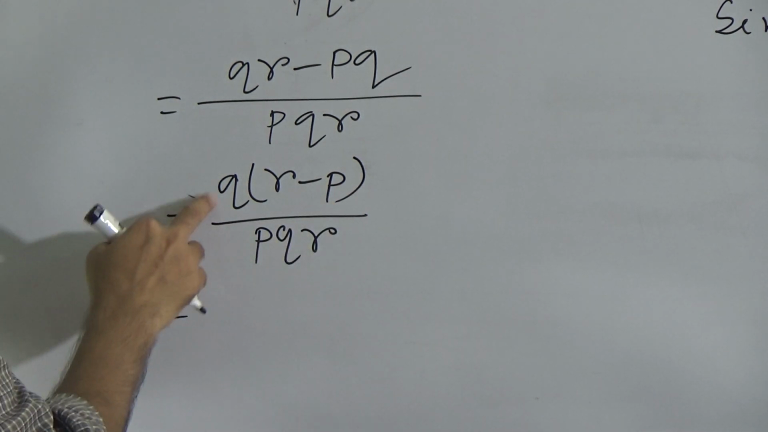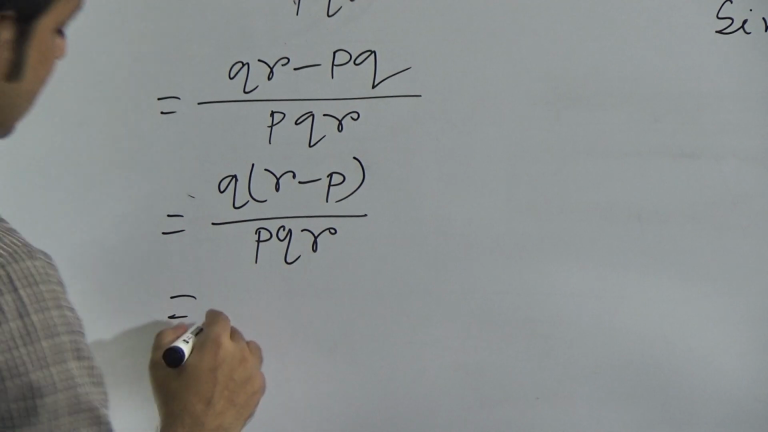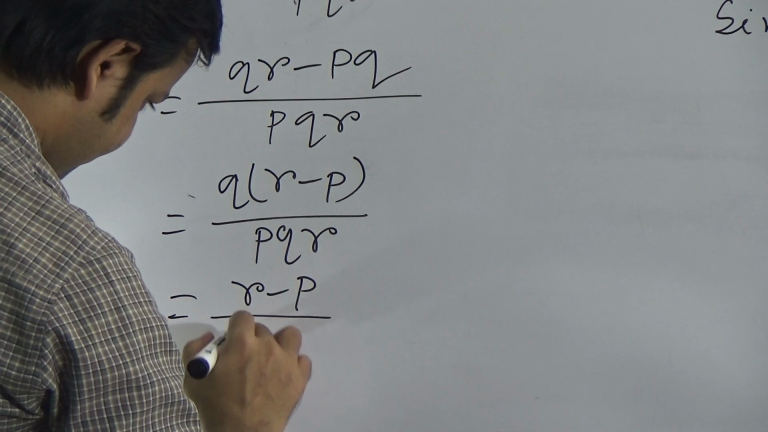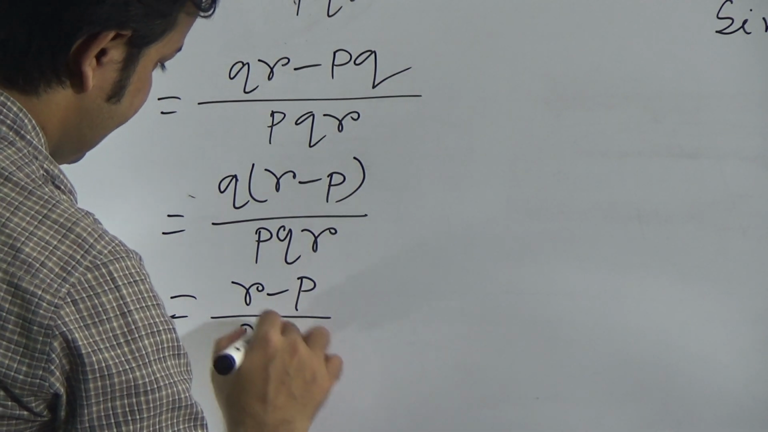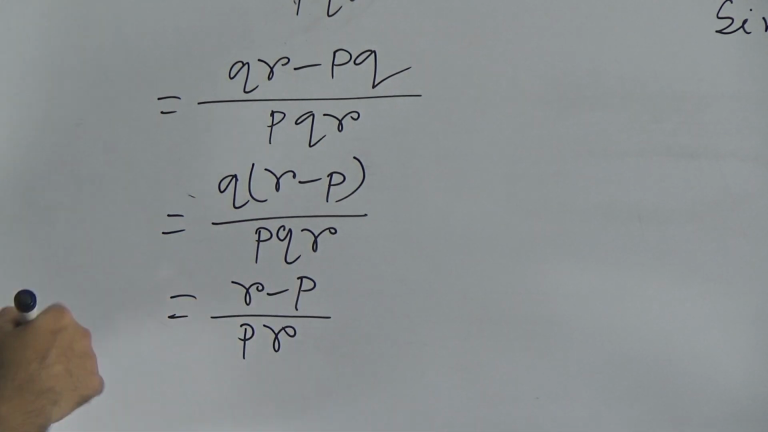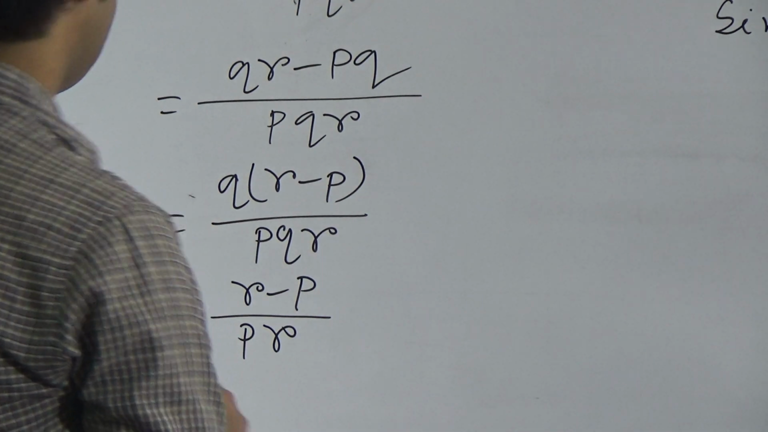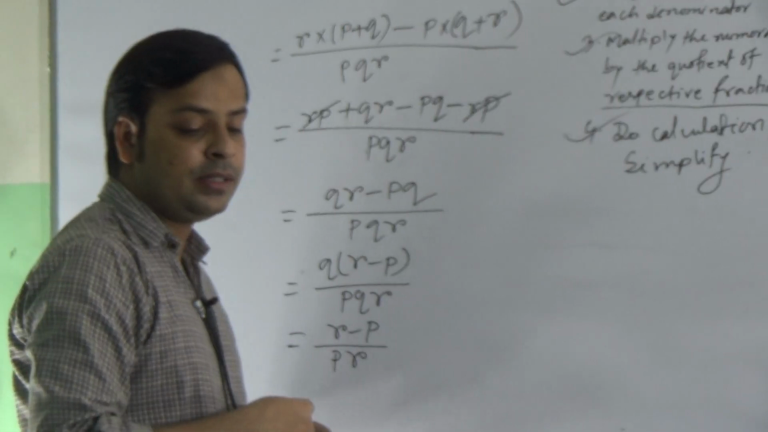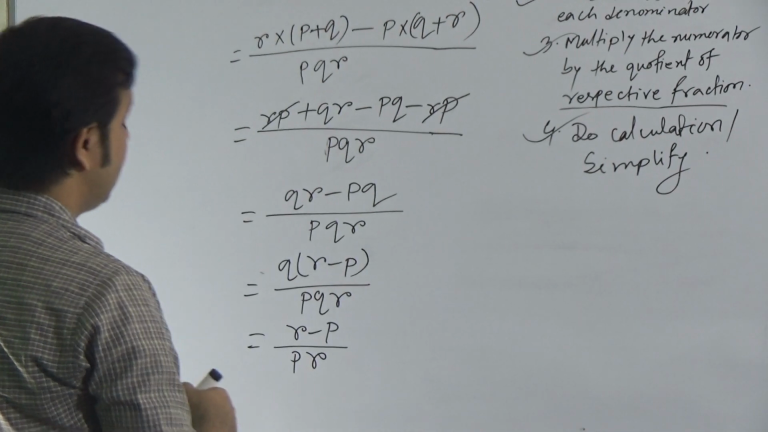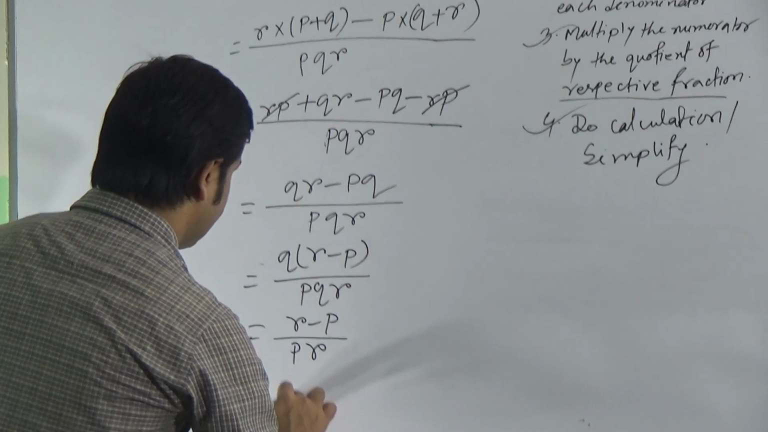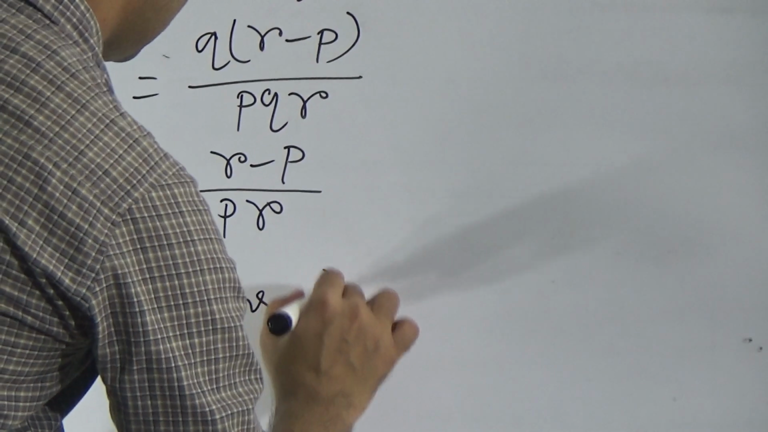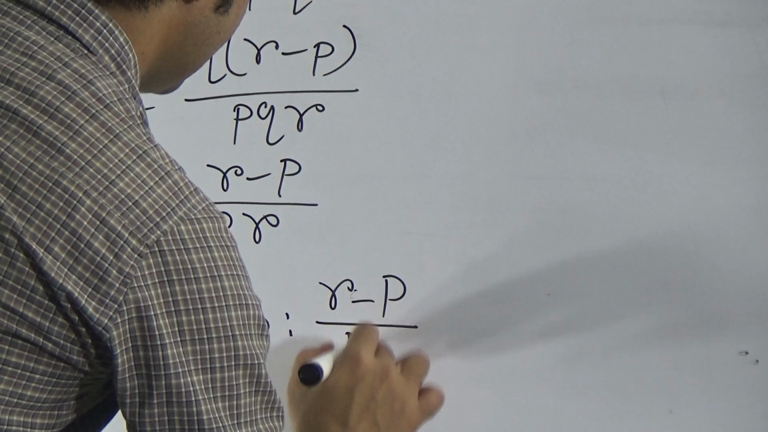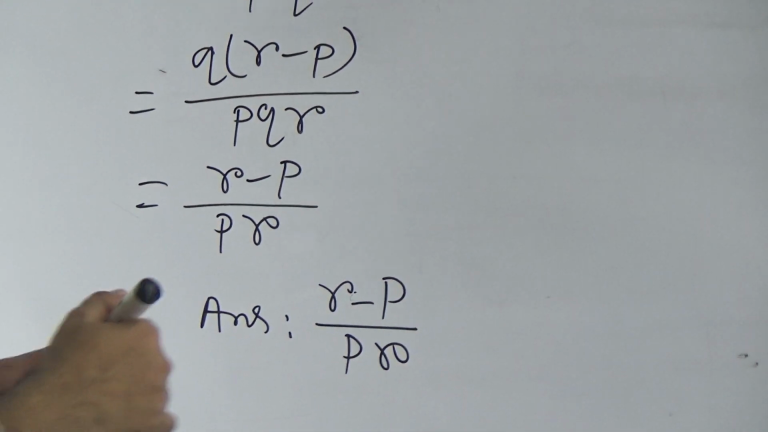So this will be over PQR. Now if we simplify, this Q and Q will vanish. Only R minus P will be in the numerator and PR will be in the denominator. Okay, dear students, so this is our required difference for question 20. So we can write the answer: R minus P divided by PR.